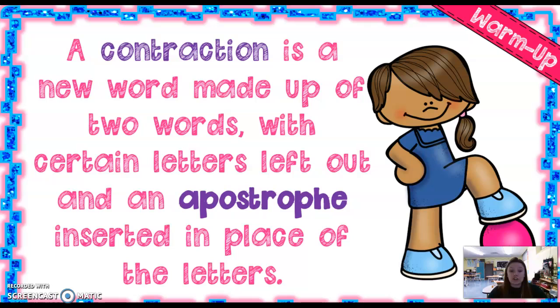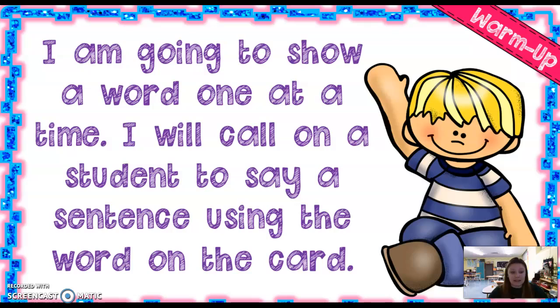A contraction is a new word made up of two words with certain letters that are left out and an apostrophe inserted in place of the letters. Now, I like to take my small words and mush them together. But when they get mushed together, a couple of the letters disappear and an apostrophe is put in its place.